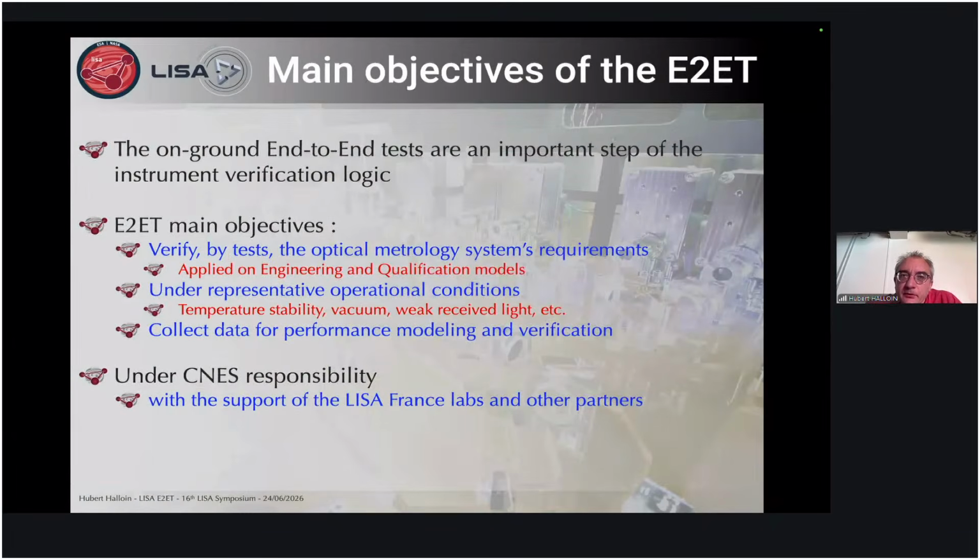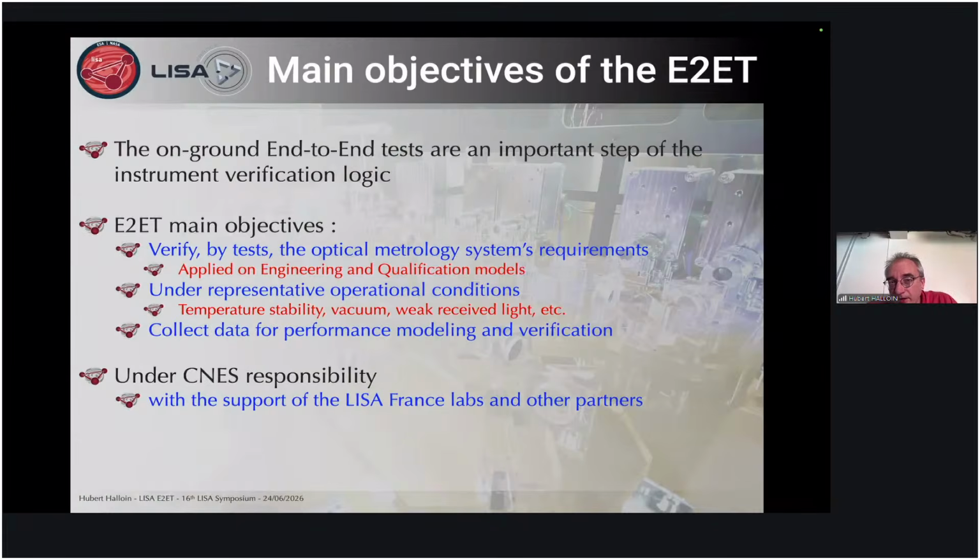Now let's focus a bit more on the end-to-end test and its main objectives. The on-ground end-to-end tests are obviously an important step of the logic of the verification of the instrument. The main objectives are basically to verify the optical metrology system's requirements. This test will be applied on the engineering and qualification model of the metrology core system. And this test must be done under representative operational conditions, that is, with representative temperature stability, of course in vacuum, and also representative of the amount of light that is received by the optical bench.